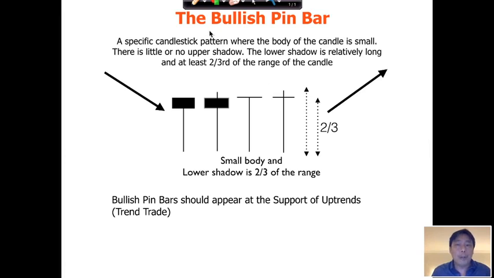So there are two kinds of pin bar patterns. First, we have the bullish pin bar, and then we talk about the bearish pin bar. A bullish pin bar is a specific candlestick pattern where the body of the candle is relatively really small. If you take a look at these four candles, they are all bullish pin bars. What do they have in common? They've got a very small candle body, where the open and the close are pretty close.